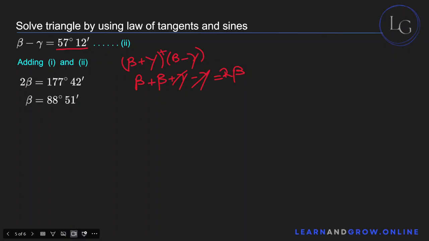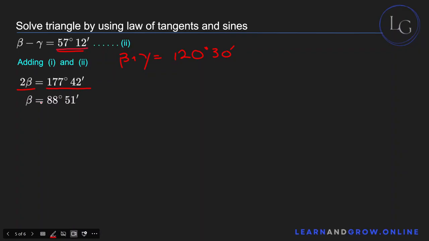Let me just rub this off just for clarity's sake. So beta plus gamma was equal to 120 degrees and 30 minutes. So beta plus gamma plus beta minus gamma is equal to 2 beta, which is equal to 120 degrees and 30 minutes plus 57 degrees and 12 minutes, which is 177 degrees and 42 minutes. So beta is equal to 177 degrees and 42 minutes divided by 2, which is 88 degrees and 51 minutes.